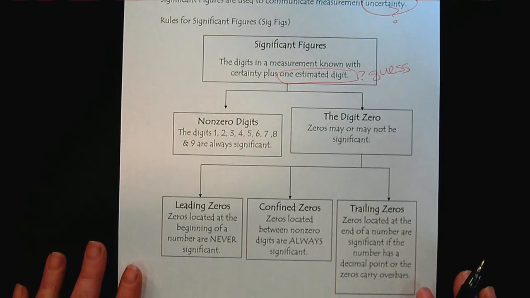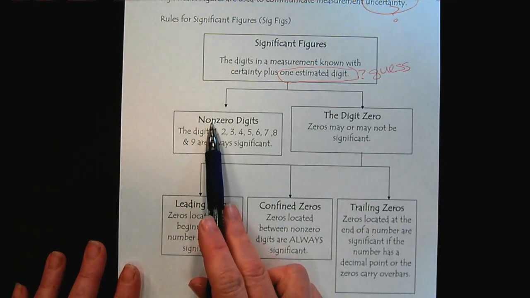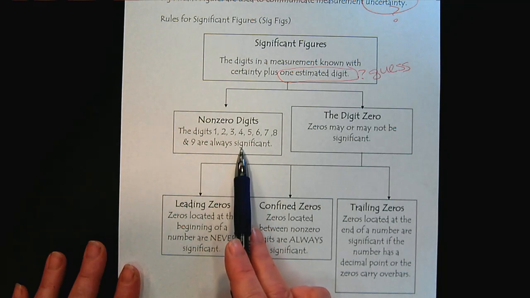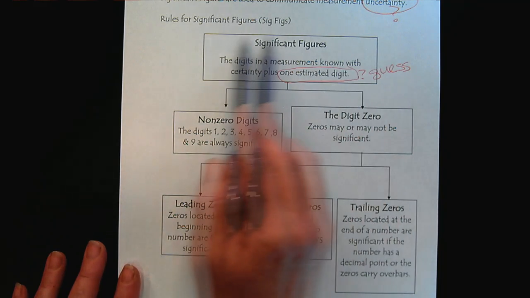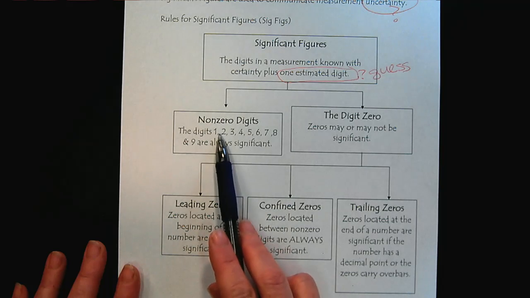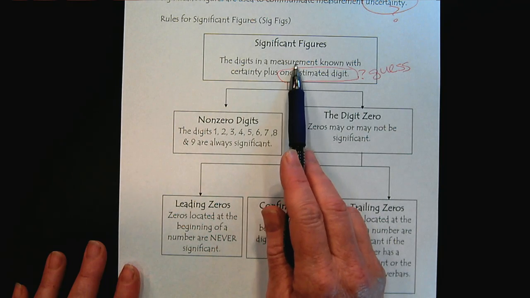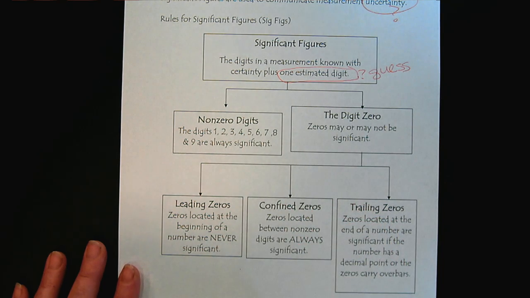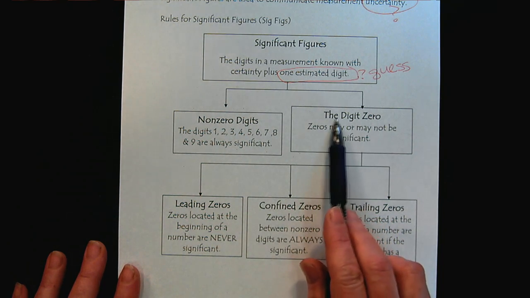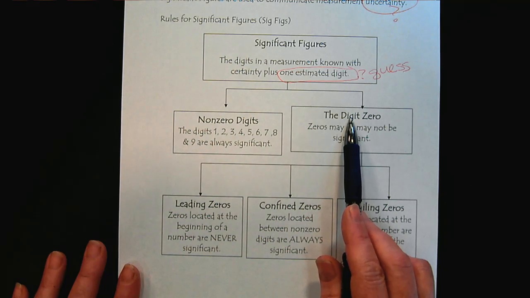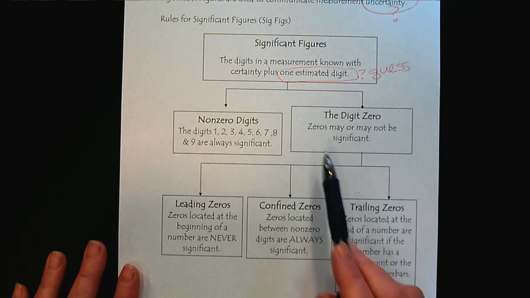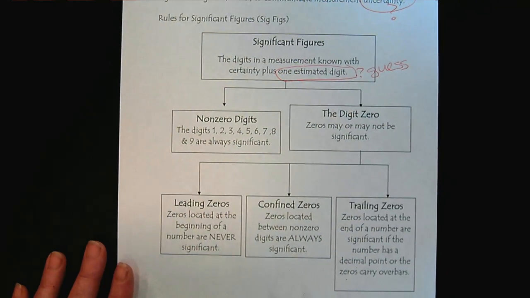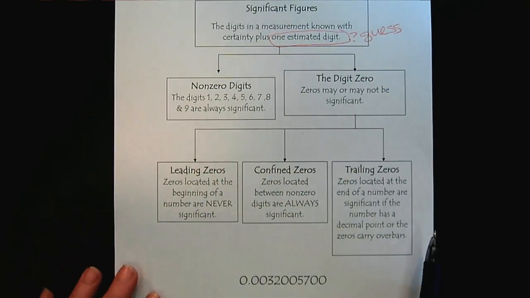When we're looking at measurements, it's very straightforward. If we have non-zero digits, we know that they're always significant. Remember, this is the definition of significant up here. Non-zero digits are either the digits we know with certainty, or they're the estimated digit that we guess. It's the zero that can cause the challenge. The zeros may or may not be significant. We have to look at the location of the zero in the number.